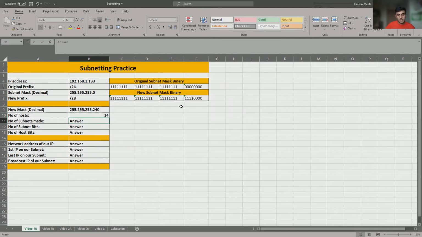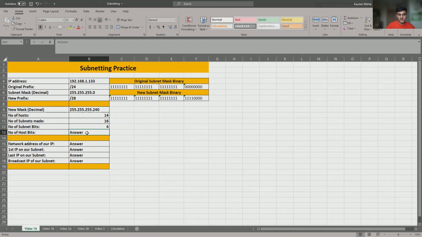The number of subnets will be 2 to the power of the number of bits taken. So we've taken 4 bits here from 24 going up to 28. So 2 to the power 4 again, but this time we're not subtracting anything because we're just making subnets. So 16. Now the number of subnet bits here will be 4, because again, we started with 24, and we added 4 more bits to the subnet. So the number of subnet bits will always be the new prefix minus the original prefix. So this is going to be 4 as well.